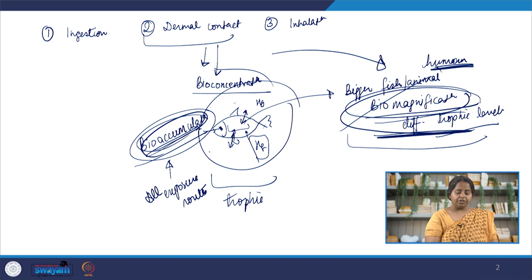Now with bioaccumulation also, if we know the exposure, all exposure routes, how much of the contaminant is entering the body over a lifespan or over a given duration of time, we can calculate bioaccumulation. Now bioconcentration behaves very similarly to that of fish. Bioconcentration is relatively easier to model, so I'm going to show you how we model bioconcentration.